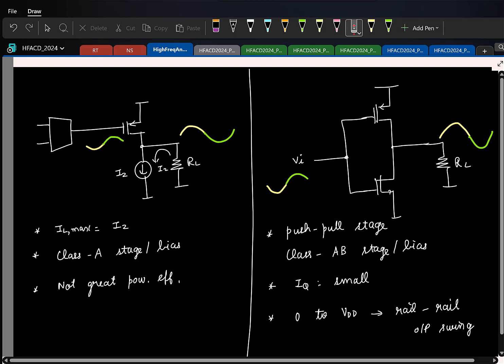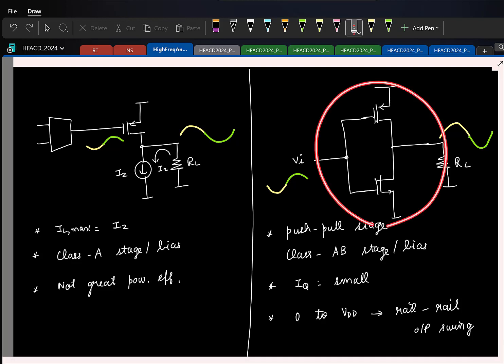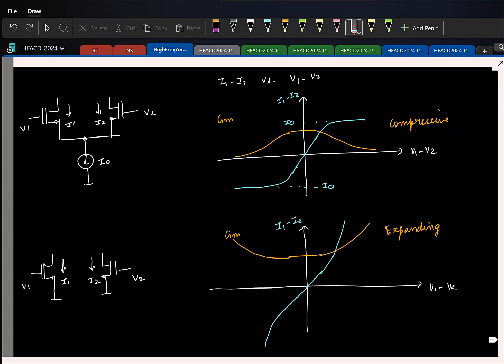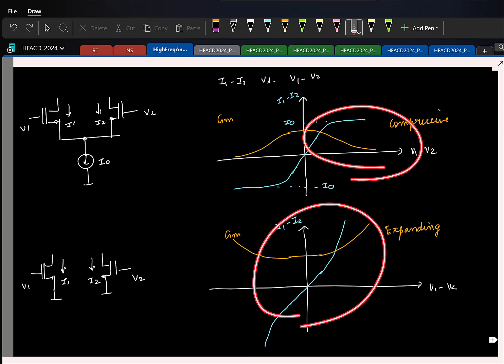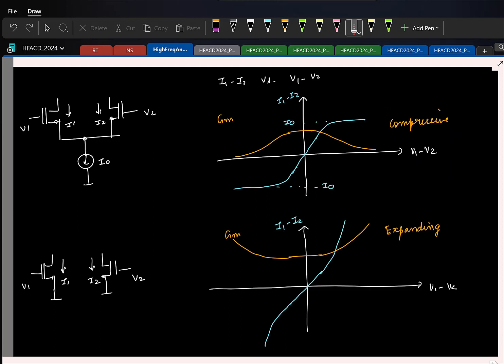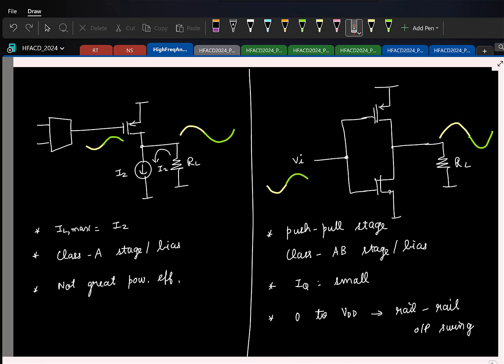Cool. So now you know that this is non-linear. Can you tell me whether this is a compressive non-linearity like this or an expanding non-linearity like this? Why expanding? As you're pointing out, if you keep increasing VI, the current is not limited. Depending on the required input, one of the transistors will take charge and the current will keep increasing. So it's an expanding non-linearity, and that's what you typically want. You don't want your current to be limited.